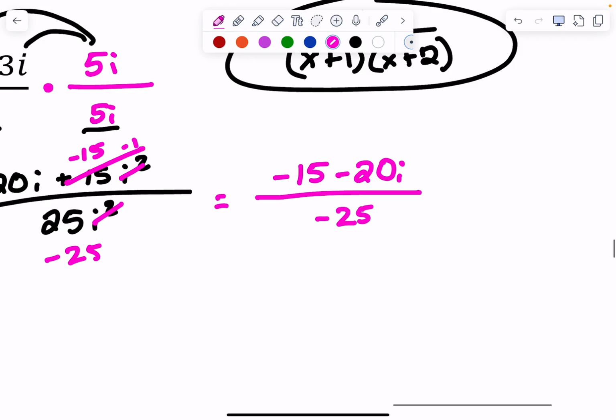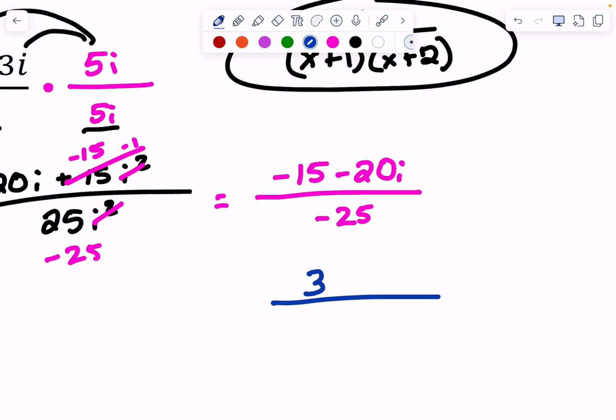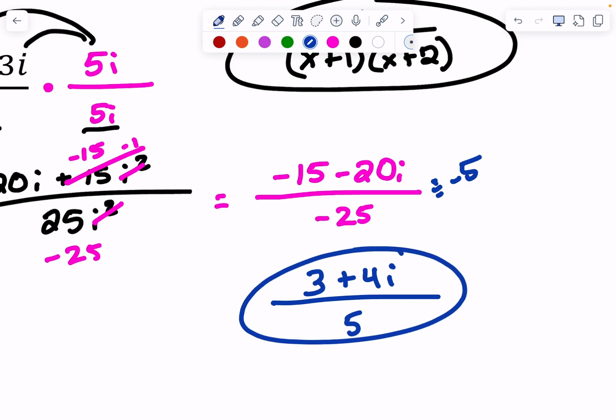All right, now, can we simplify? Let's divide everything by negative 5. If I divide negative 15 by negative 5, it is positive 3. If I divide negative 20i by negative 5, it is positive 4i. If I divide negative 25 by negative 5, it is 5. So we get 3 plus 4i divided by 5.